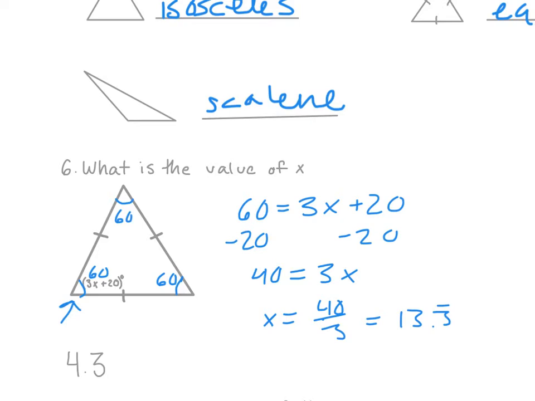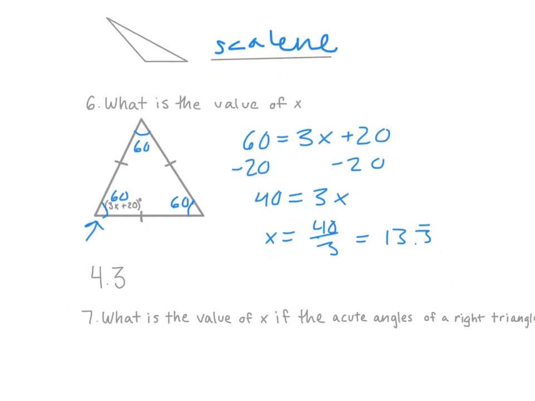But we didn't get decimals on our... No, you'll get nice even numbers on the test. No. Because this is an equilateral triangle, and in an equilateral triangle, all the angles are 60 degrees.